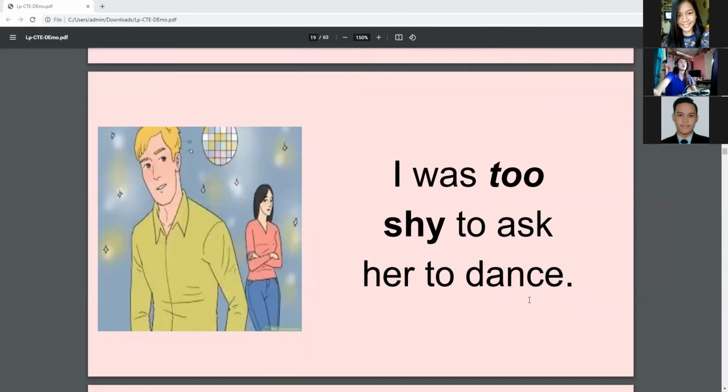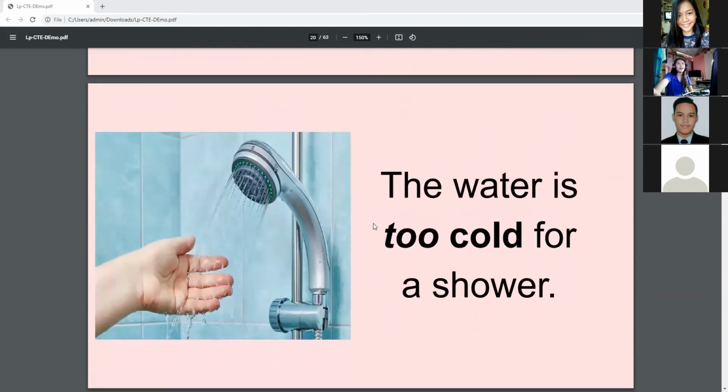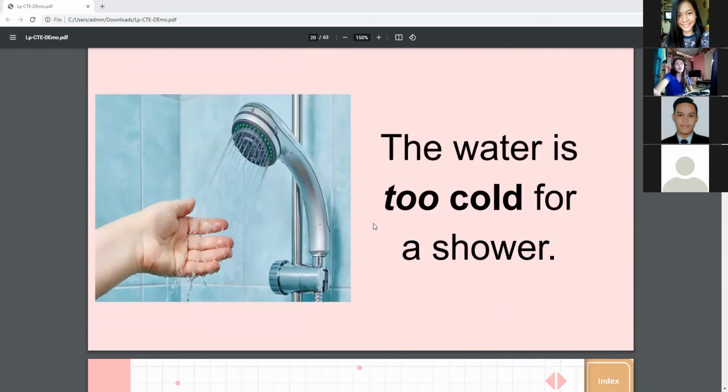Okay, so let us continue. Again, I was too shy to ask her to dance. So the adjective here is shy. Very good. So, too plus adjective. Last example for too plus adjective. Anthony, will you please read? The water is too cold for a shower. So what is the adjective here, Russell? Cold.